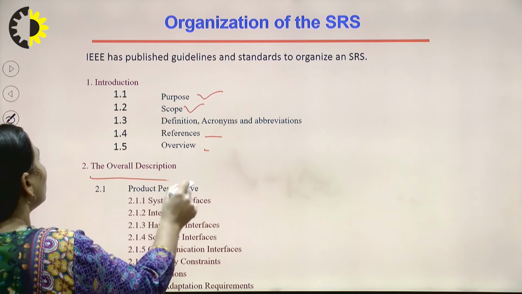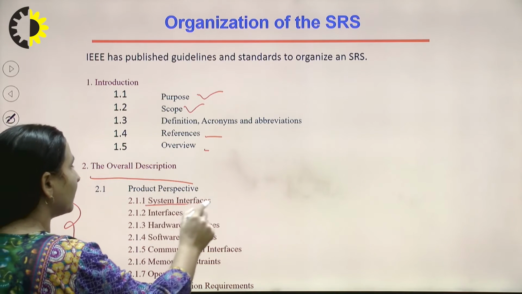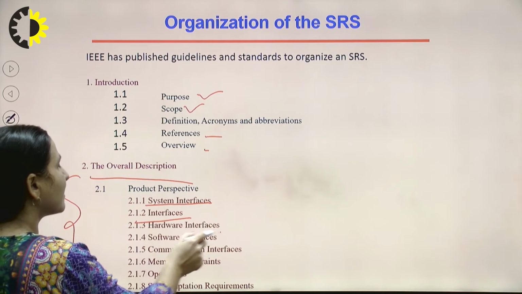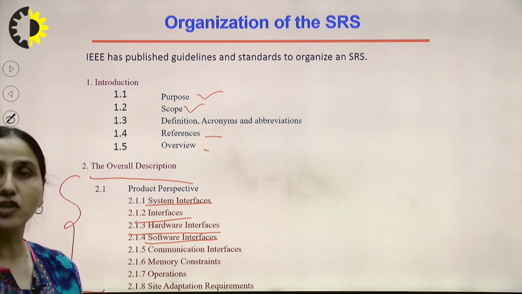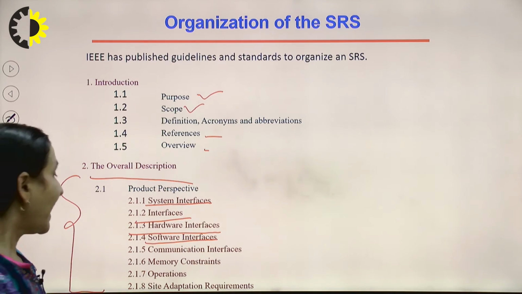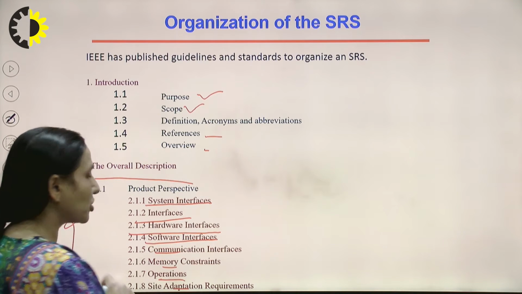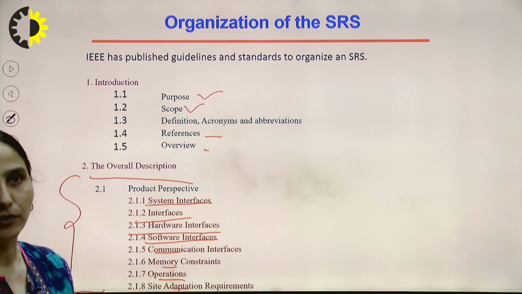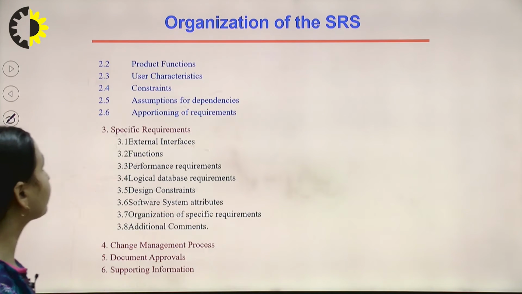If you are talking about the overall description of the system, it deals with the system interfaces from the product perspective: the hardware interfaces, the software interfaces, any communication interfaces, any memory constraints, different operations, and any adaptation requirements. That means how we are going to interact with the system from the product point of view, right? So, this is basically the overall description of the system.